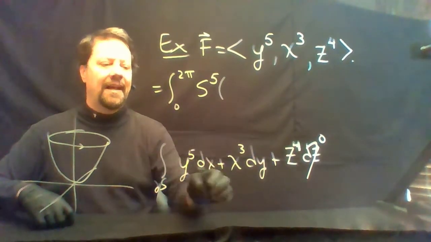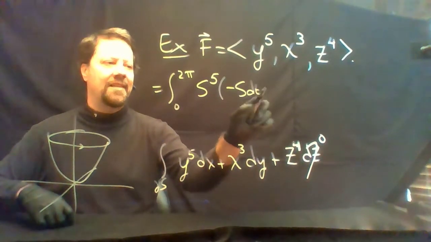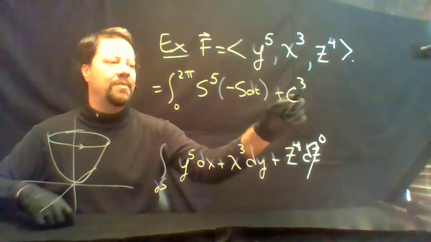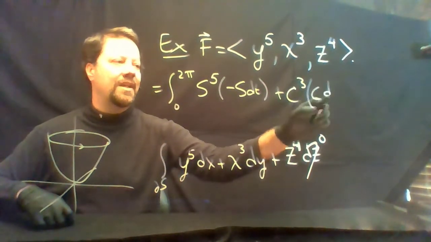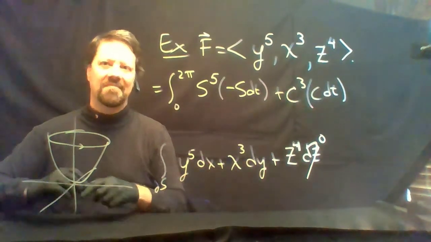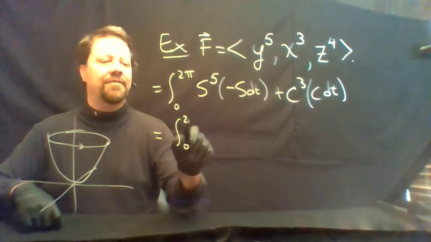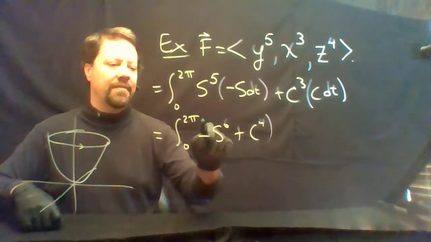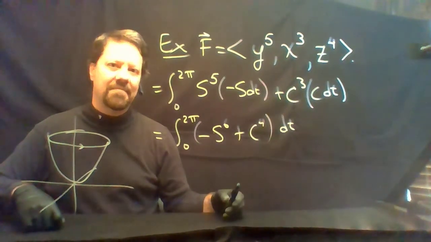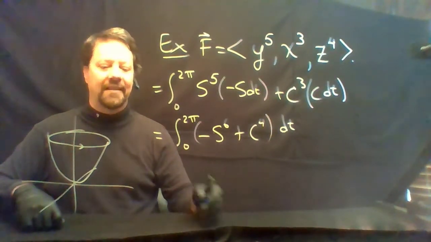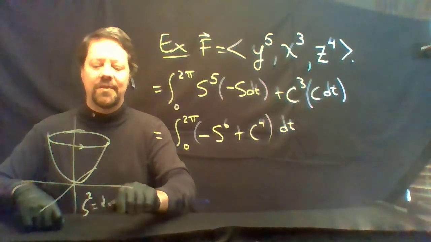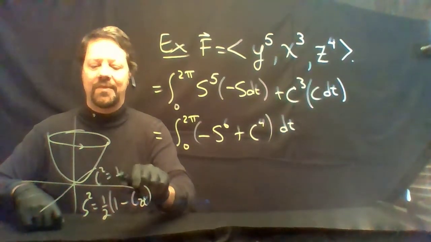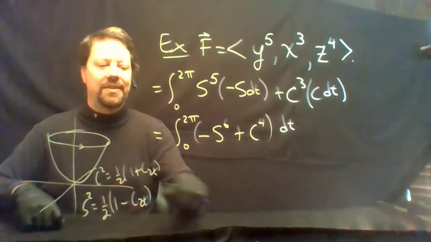to the 5th, and dx is minus sine dt, plus x cubed, that's cosine cubed, times dy, which is cosine dt. This simplifies as the integral from 0 to 2 pi of minus sine to the 6th plus cosine to the 4th, all times dt. We need to apply our half angle identities here. Sine squared is 1/2 (1 minus cosine 2t), and cosine squared is 1/2 (1 plus cosine 2t).